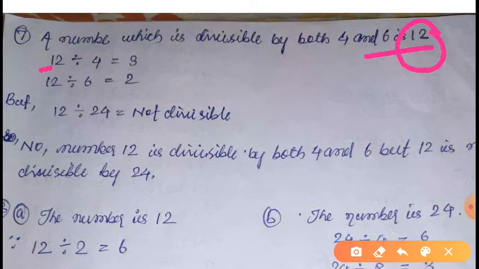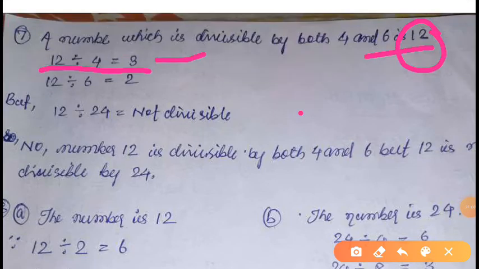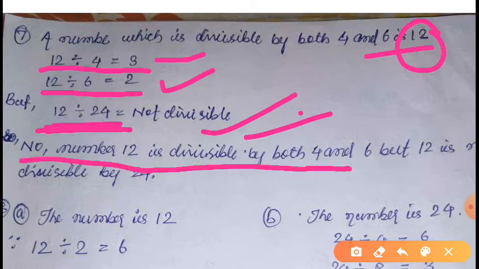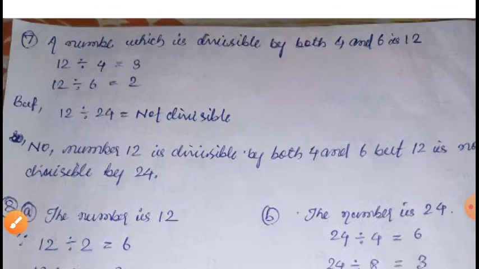If we divide this with 4, it is divisible. We can also divide this with 6. But when we divide by 24, it is not possible, so it is not divisible. So we can say no, the number 12 is divisible by both 4 and 6, but it is not divisible by 24. I hope all of you have understood this.